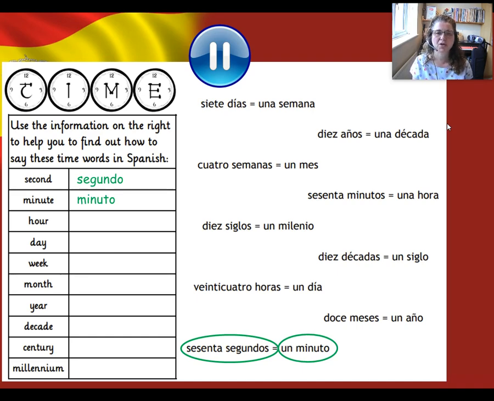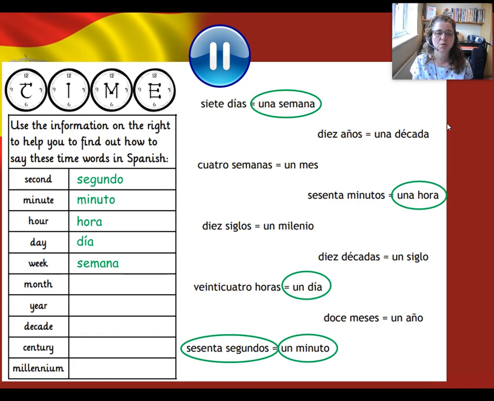Now, do you think you found the word for an hour? Hour is hora, because here it says 60 minutos make una hora. 60 minutes make 1 hour. And what about the word for a day? Day is día, like in buenos días, good day. How about week? Have you found the word for week? It's semana, because here it says 7 días son una semana. 7 days make 1 week.